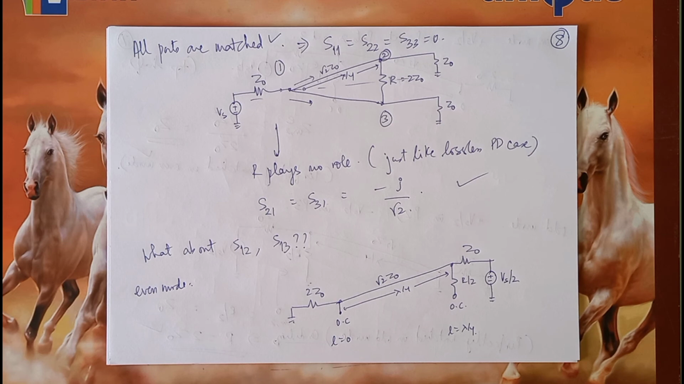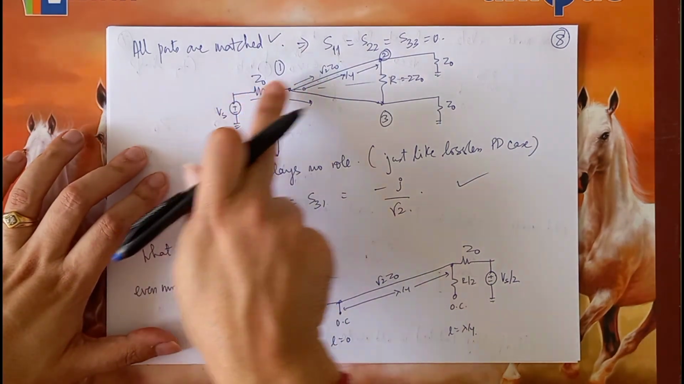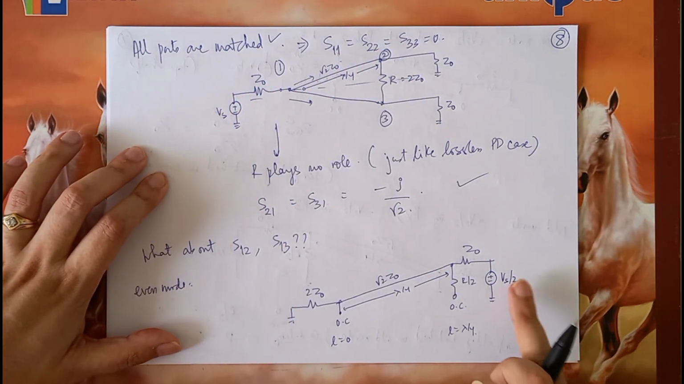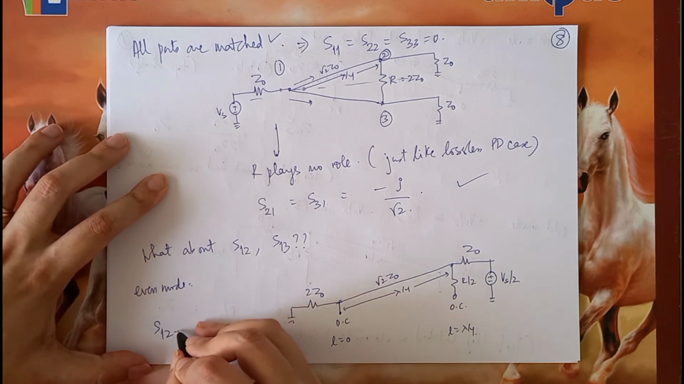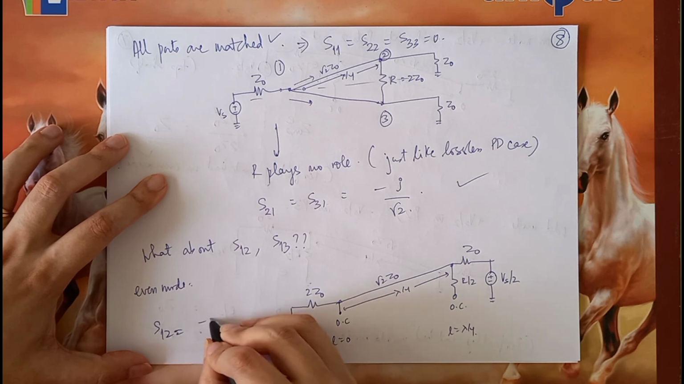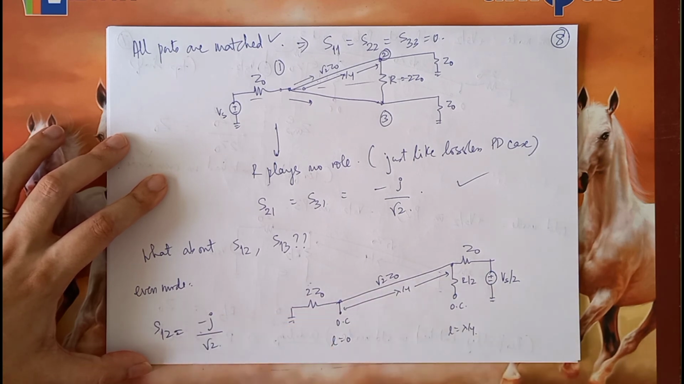So while doing that, you will see that the result would essentially be the same as what we had derived in the previous case for the lossless power divider. For that case, we had applied the input over here and checked the output at port 2. But by applying the input over here and checking the output at port 2, you will see that even S12 is exactly the same as S21, and that is minus J by root 2.